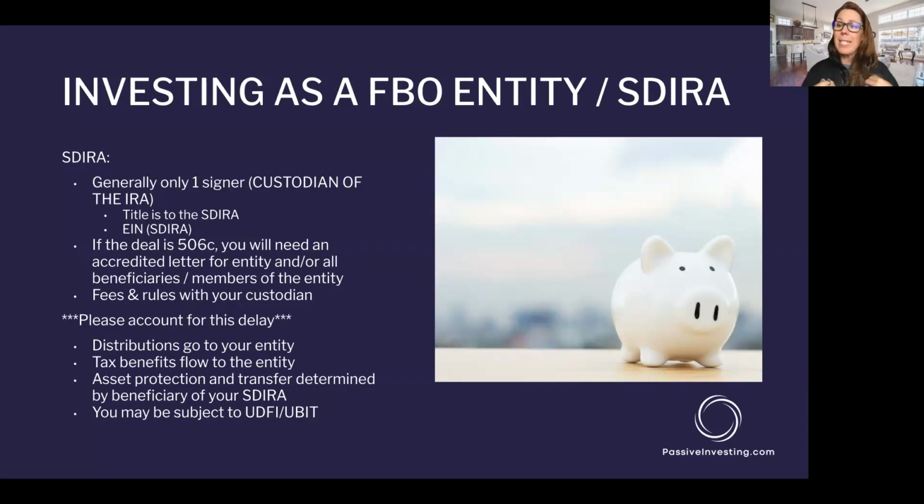Now, if you're investing, you're going to sign your documents and title them to your IRA. Again, generally there's just one signer. The signer probably isn't you. It's probably going to be your custodian of your IRA. Now, this all depends, so what I suggest is if you're investing through retirement funds, you contact your custodian immediately. As soon as you've identified a deal, you go to them and say, hey, I got a deal. Here's the PPM. How do you want me to fill this out?